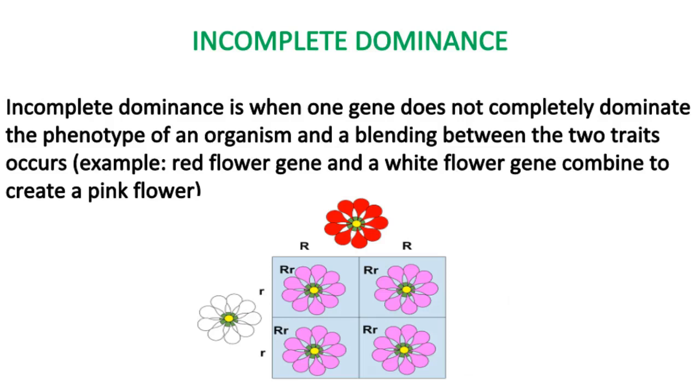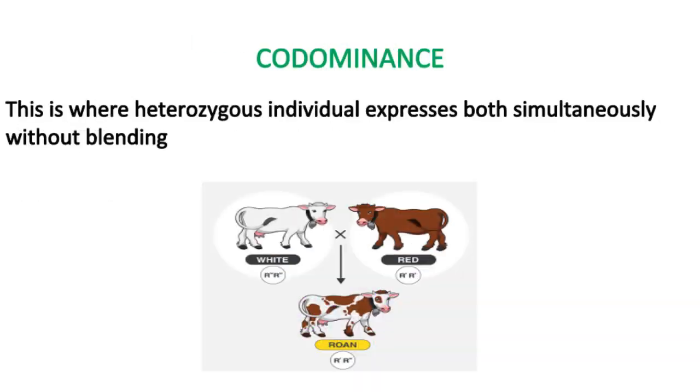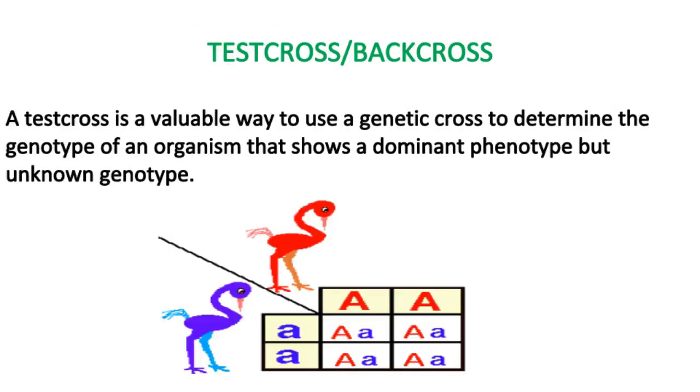Incomplete dominance is when one gene does not completely dominate the phenotype of an organism and a blending between the two traits occurs. Example, a red flower gene and a white flower gene combine to create a pink flower. Codominance is where a heterozygous individual expresses both simultaneously without blending. A testcross is a valuable way to use a genetic cross to determine the genotype of an organism that shows a dominant phenotype but unknown genotype.